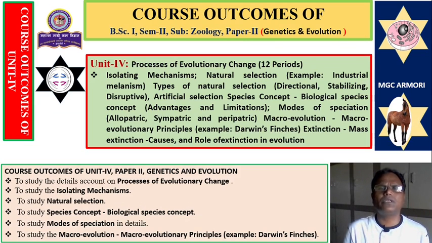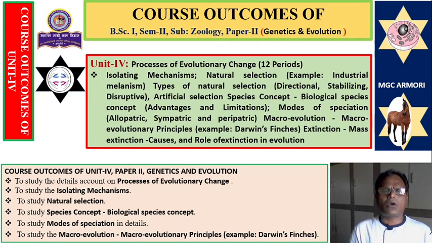Unit number 4 is process and evolutionary changes: Darwinism, natural selection, isolating mechanism, types of natural selection, artificial selection, species concept, mode of speciation, macro evolution, Darwin's finches, extinction, role, then causes. ये सब बातें हम यूनिट नंबर 4 में पढ़ेंगे. और these are the following outcomes of unit number 4 of paper 2, that is genetics and evolution.